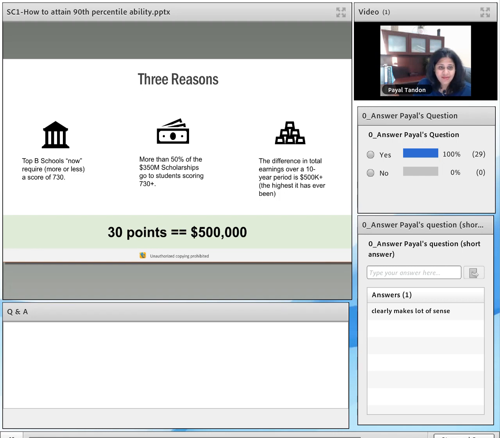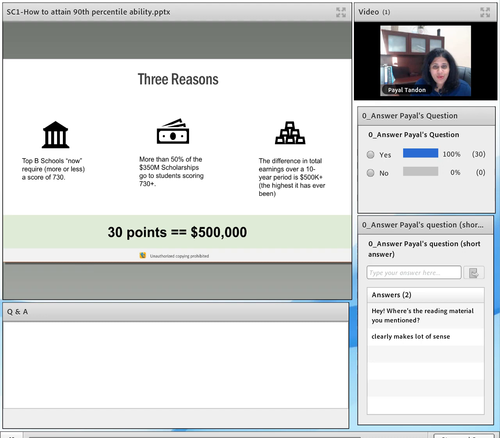So you have to look at stats the way the ADCOM is going to be looking at these stats, right? The other thing is the median. Why are the median scores going so high? Because again, B schools are being very selective. It's not that more number of people are now scoring 730 plus. No, that stat is still 6%. Only 6% of test takers are able to get to that 730 plus.